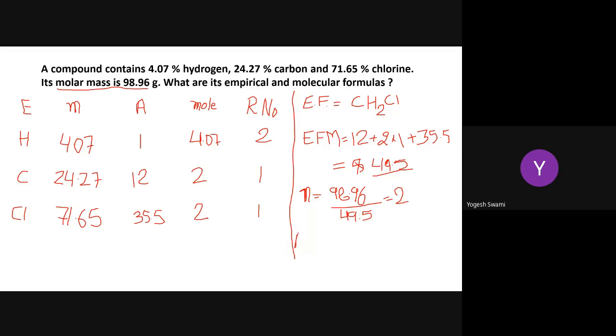So our molecular formula is CH2Cl multiplied by N, and the value of N is 2. So the molecular formula is C2H4Cl2. This is the molecular formula.